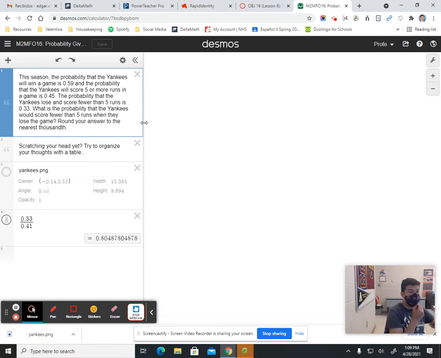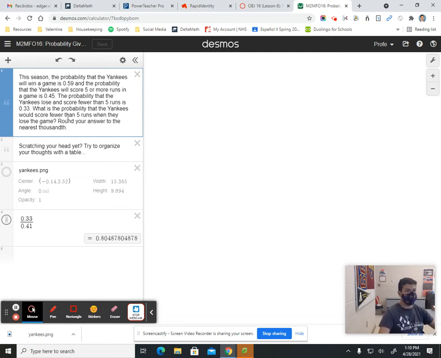And then the probability that the Yankees will score 5 or more runs is 0.45. The probability that the Yankees lose and score fewer than 5 runs is 0.33. Question: what is the probability that the Yankees would score fewer than 5 runs when they lose the game? And round your answer to the nearest thousandth.